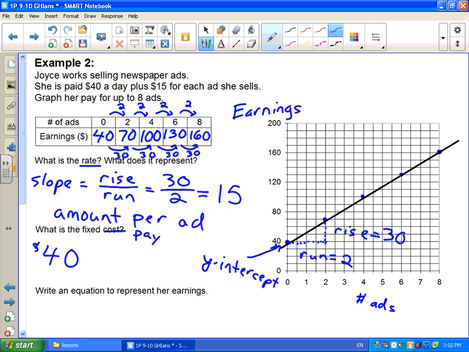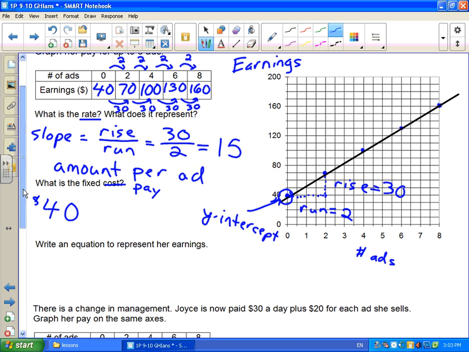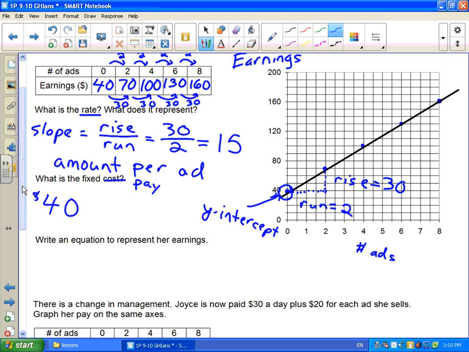Okay, or the value of the cost where the ads equals 0. Or you can think of this as sort of the starting point of our graph there. So this is sort of the fixed pay, $40. So let's put these two things together and write an equation to represent her earnings.